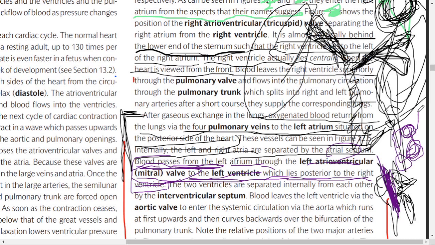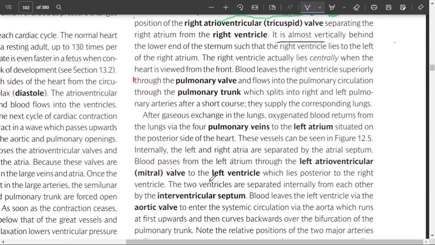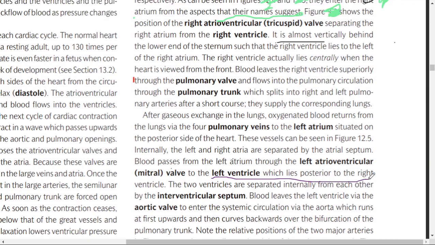So the most posterior is the right atrium. We have to imagine the heart very quickly in order to understand what's going on here. So this part is anterior, and this left part is actually posterior. But most posteriorly is the right atrium. Again, the right atrium is the most posterior one. I will repeat that. The most posterior one is the right atrium. And here we can see the left ventricle, which lies posterior to the right ventricle.